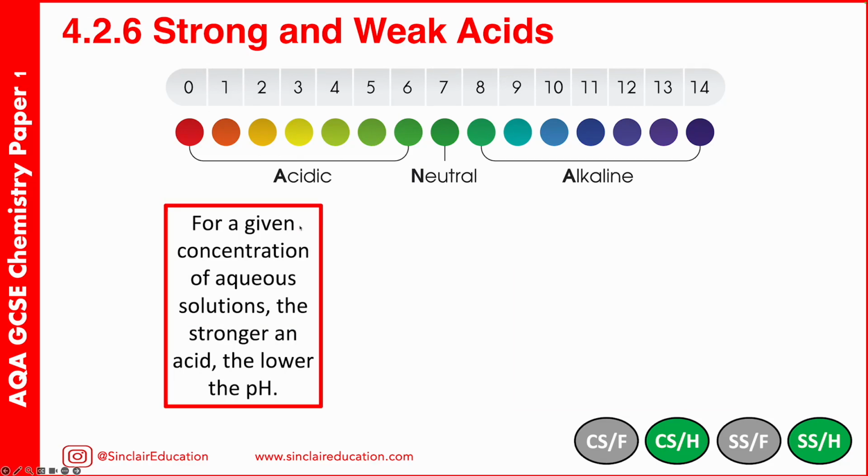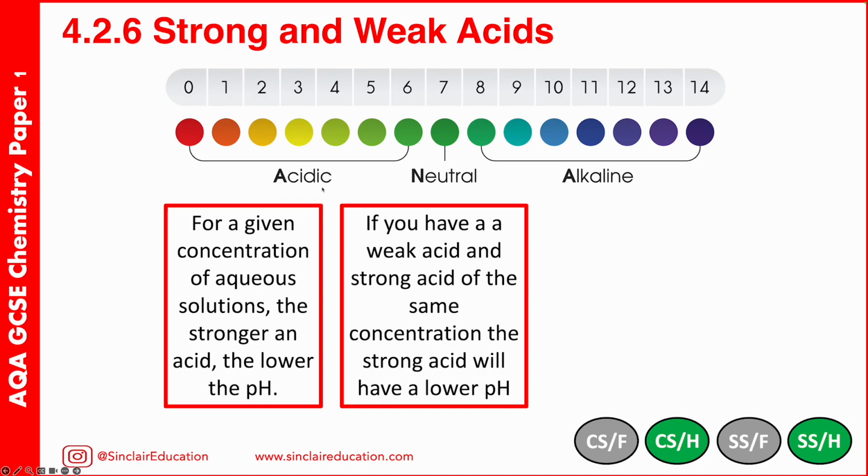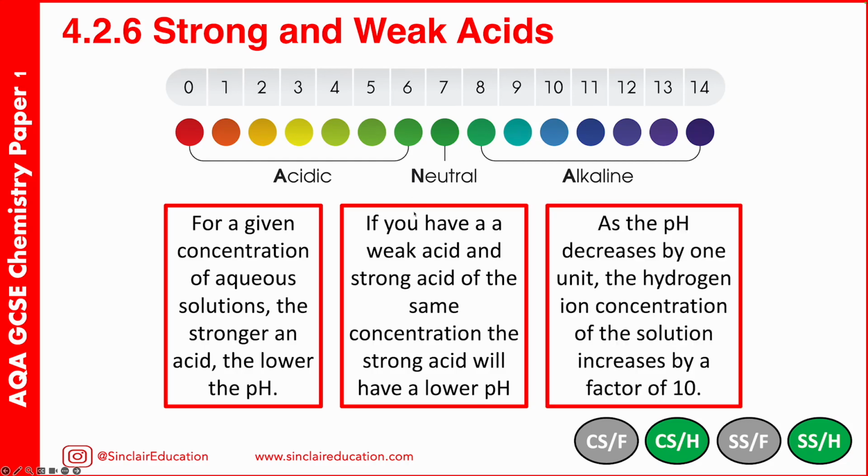Now, what this does mean is that there is a relationship. What we'll find is that if you've got a weak acid and a strong acid, even if they're the same concentration, the strong acid that's completely dissociated from its hydrogen ions will have a far higher number of hydrogen ions in solution. They are going to have a lower pH than the weak acid that hasn't released as many.